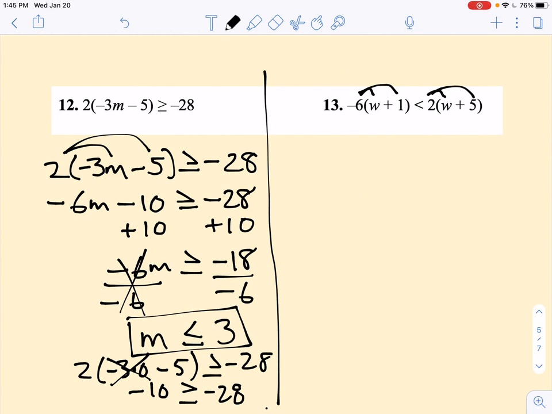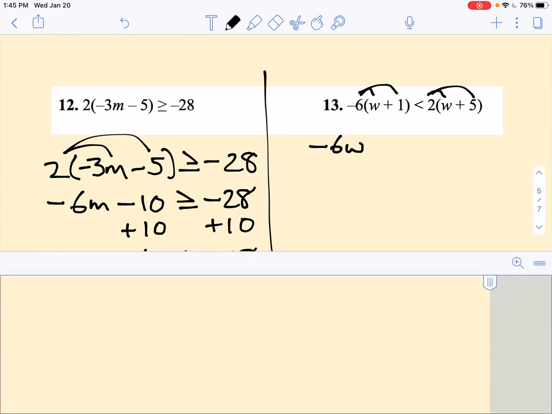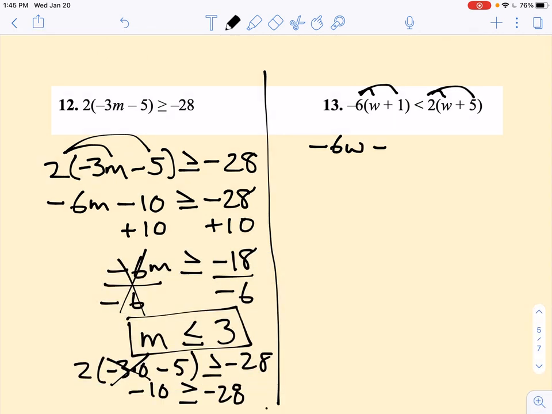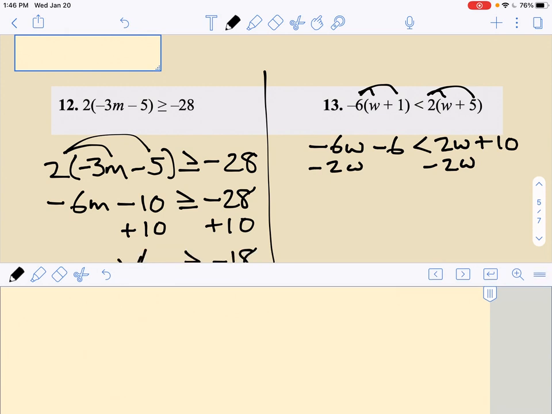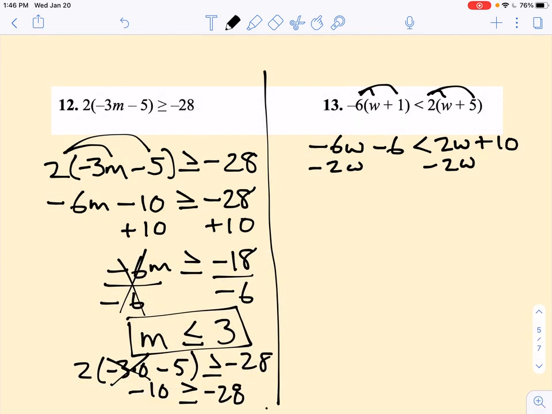So I go negative 6 times w, negative 6w, negative 6 times positive 1 is negative 6. And then this gives you over here 2w plus 10. Okay, so now I've gotten everything where I want it. Now, just for the sake of simplicity, and because we're used to having the variable on the left side, we're going to move the other variable over to the left side. So I'm going to subtract 2w, even though there's clearly more of the variable on the right side than on the left side. But I'm going to break rank and do it a little differently this time, just so we can get a little more practice with this.